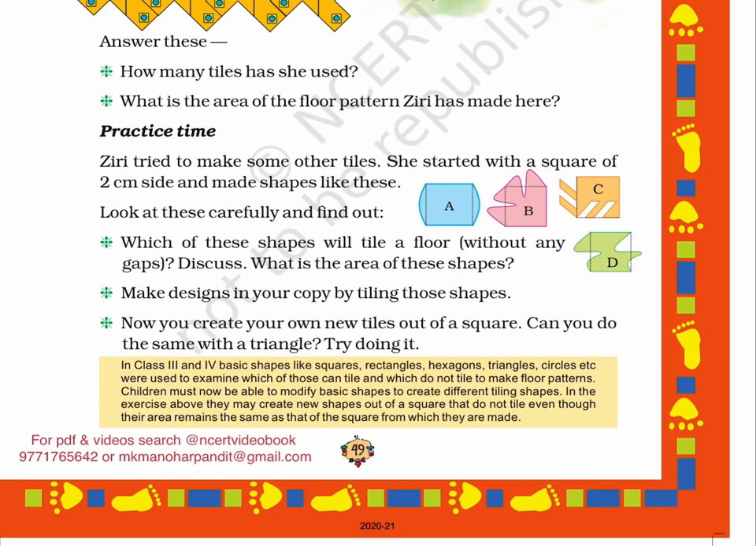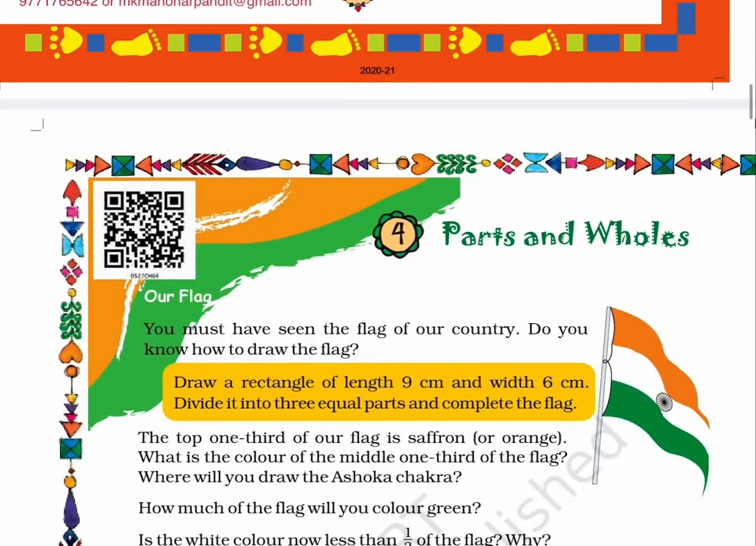Now you create your own new tiles out of a square. Can you do the same with a triangle? Try doing it. For the teacher. In class 3 and 4, basic shapes like squares, rectangles, hexagons, triangles, circles, etc. were used to examine which of those can tile and which do not tile to make floor patterns. Children must now be able to modify basic shapes to create different tiling shapes. In the exercise above, they may create new shapes out of a square that do not tile, even though their area remains the same as that of the square from which they are made. Part 3.